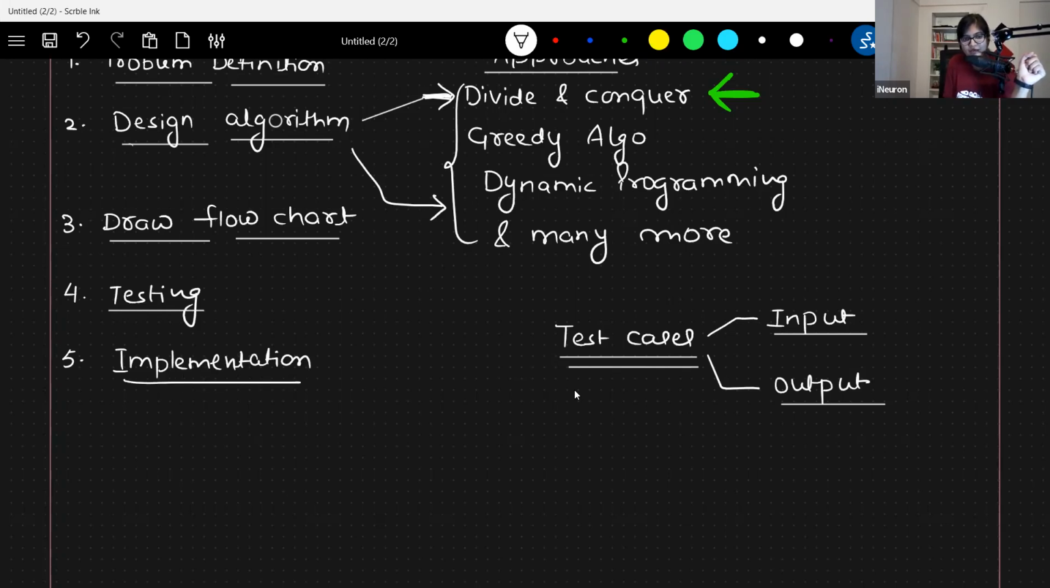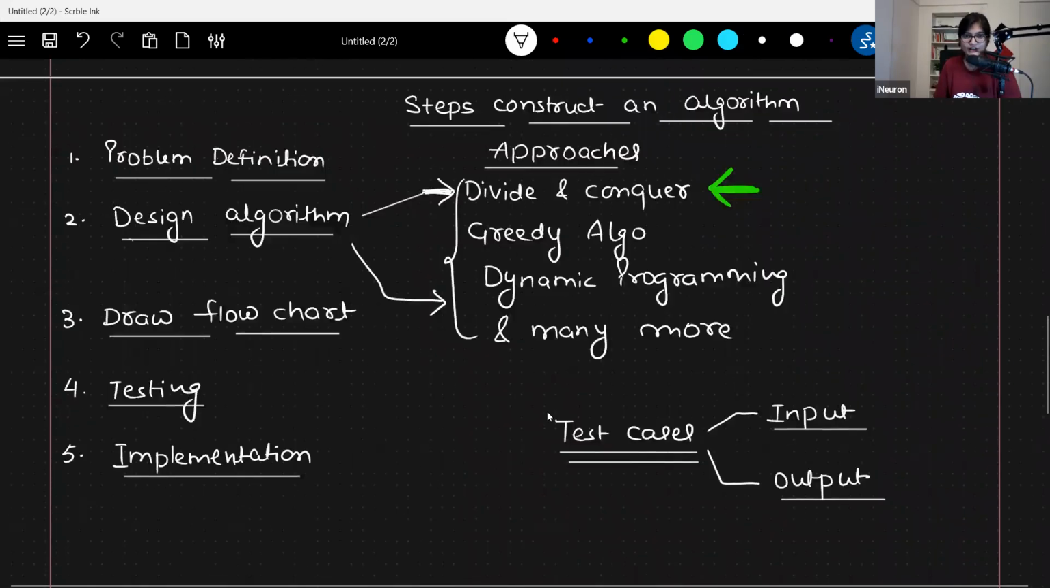When you start doing the implementation. Now, here if you see, when I'm talking about implementation, can you observe that this is the fifth step which I'm writing down while constructing any algorithm.